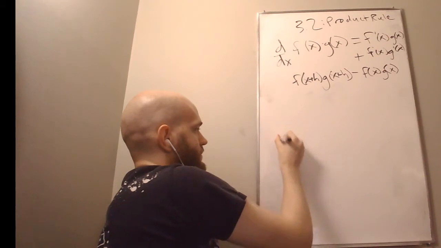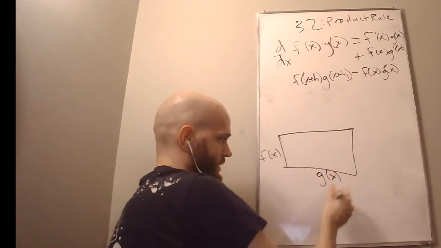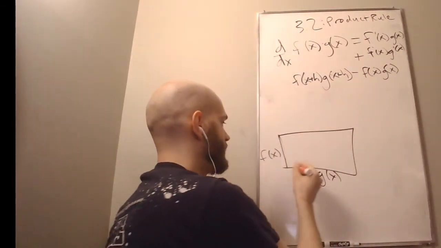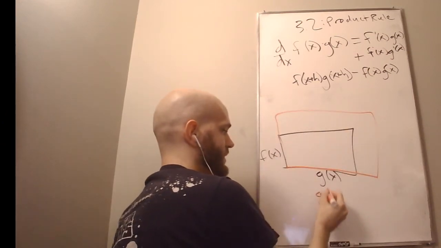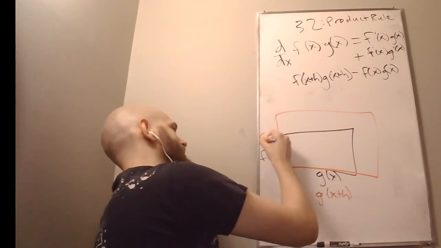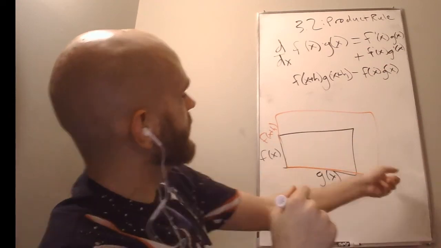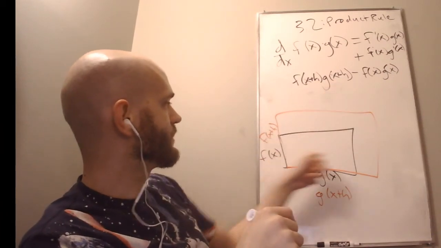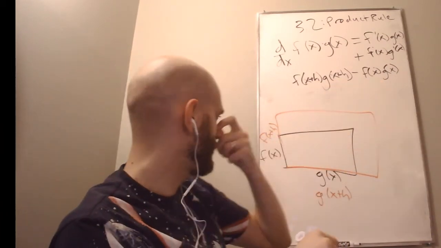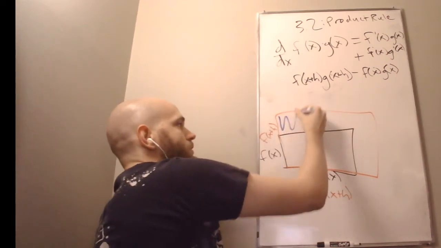So if I have a rectangle, let's call this side f of x and this side g of x. And then if I make this part of a larger rectangle, we're going to call this side g of x plus h, and the big side, the tall side here, f of x plus h. Well, now we see that the big red area is f of x plus h, g of x plus h. The black area for this rectangle is f of x, g of x. So what we are interested in is the difference between the areas of the big rectangle minus the small rectangle, which will be this area.